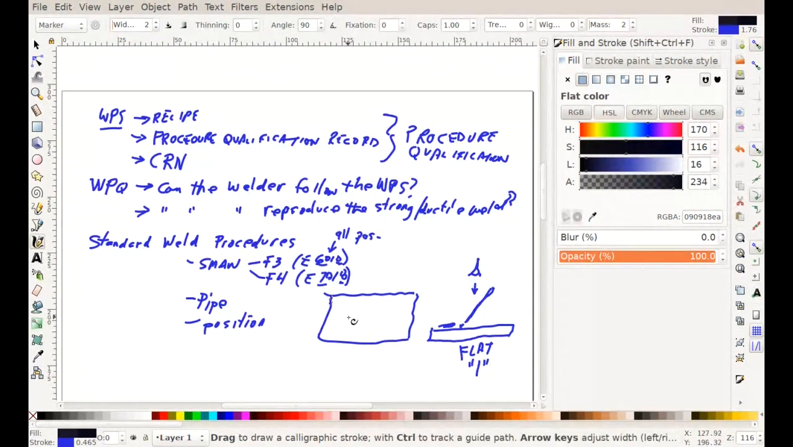Now, this one here in front of me is the wall in front of my face. And I've got a groove joint that goes from my left to the right. And then I'm going to take an electrode and I can go zzz, zzz, zzz, zzz, zzz. That is position number 2, which is horizontal.